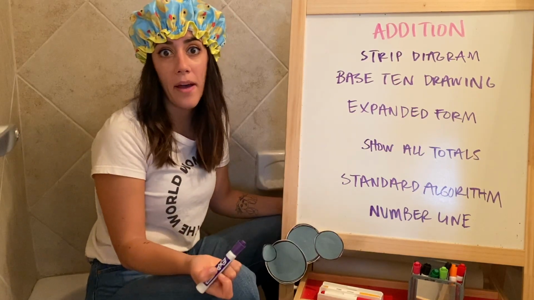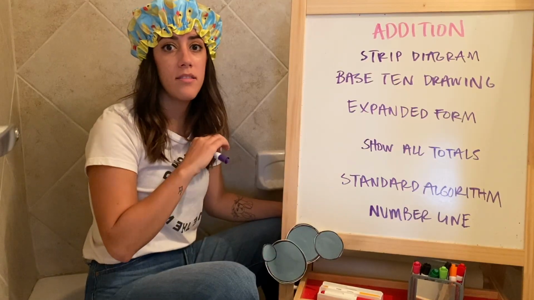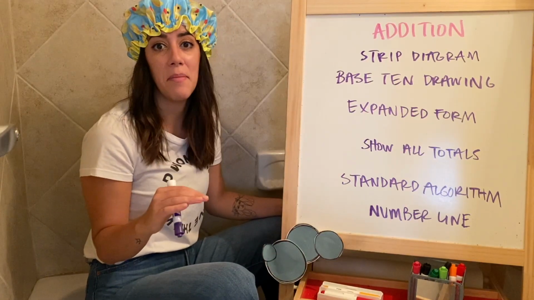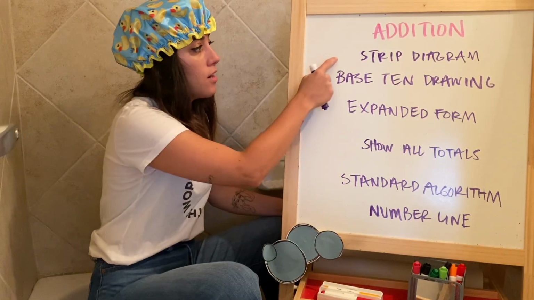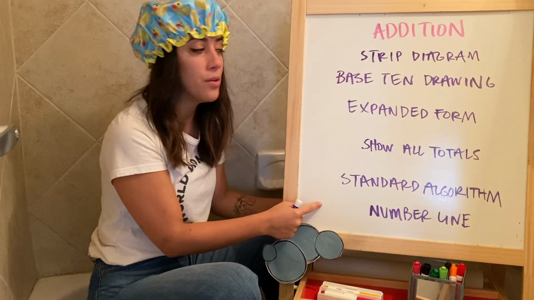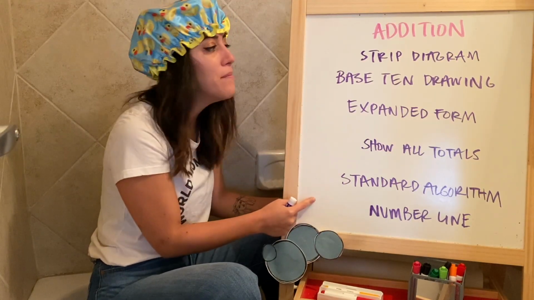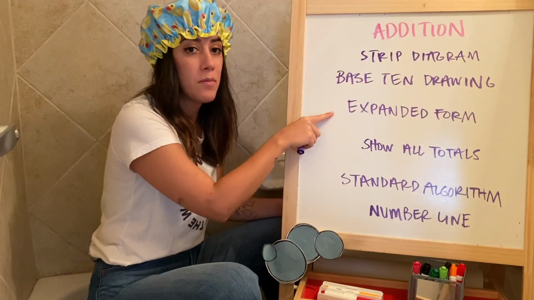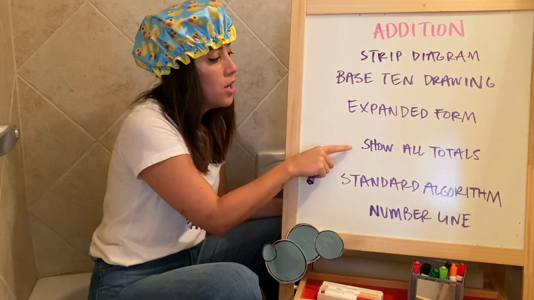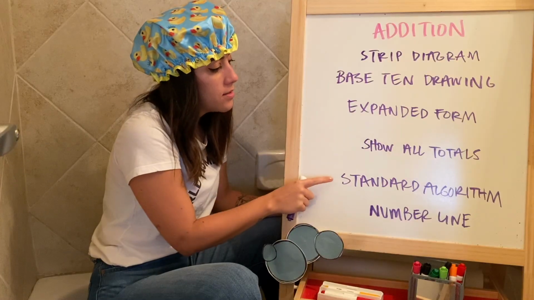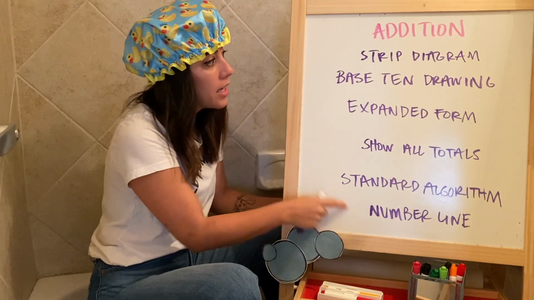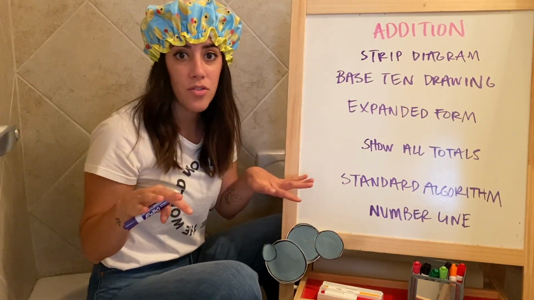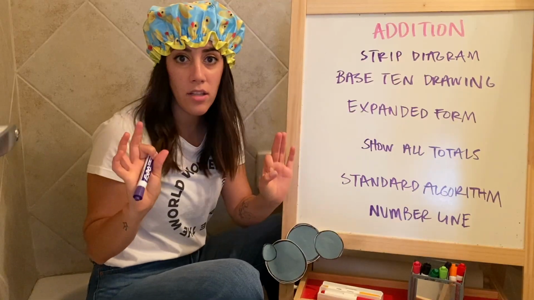Okay, so let's talk about addition. There are multiple ways to get to the same answer. These are a few strategies that you can use, and I'm going to go over all of them. There is strip diagram, base 10 drawing, expanded form, should sound familiar, show all totals, standard algorithm, and number line. Any of these strategies are great to use.